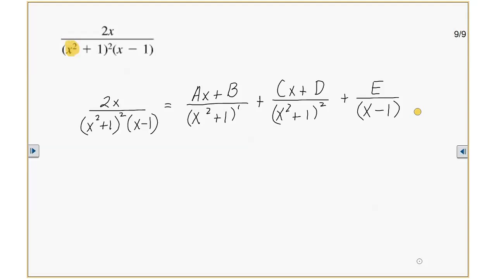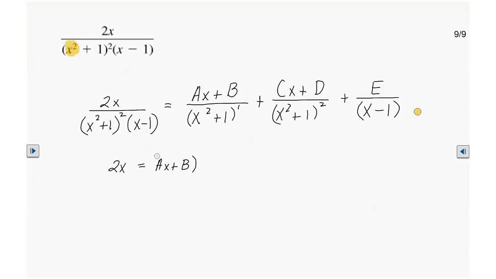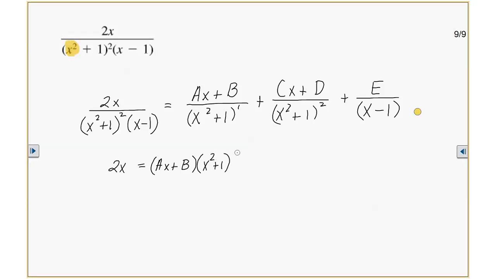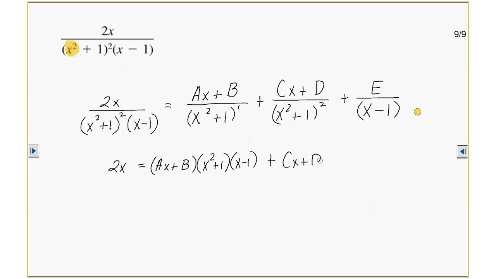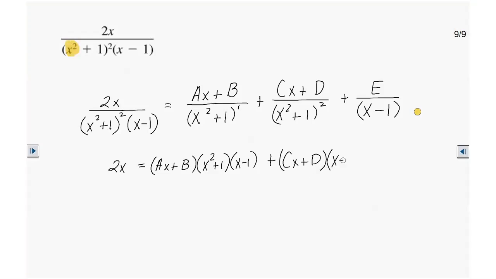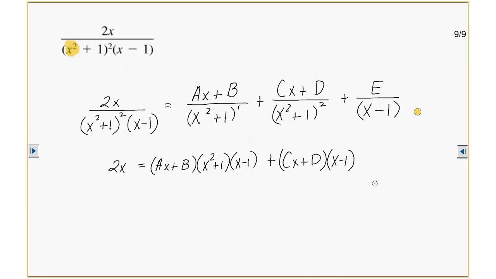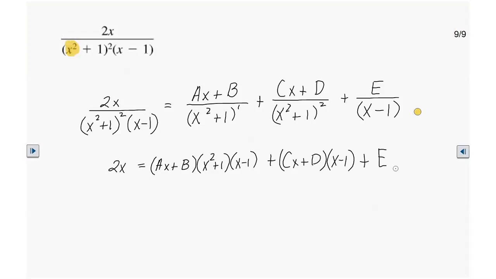So, to cancel out, you get 2x is equal to (ax plus b) times (x squared plus 1) times (x minus 1), plus (cx plus d) times (x minus 1), plus e times (x squared plus 1), quantity squared, and (x minus 1).